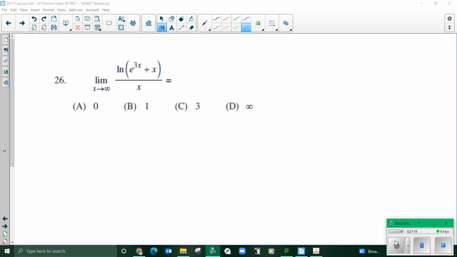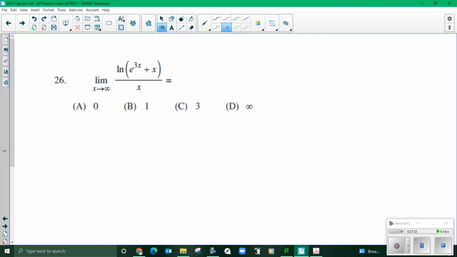Woo! After 23 and 24 were difficult, we have a couple of easy ones in 25 and now 26. Rule of thumb, when you are taking the limit of anything that goes to infinity, you always want to keep the biggest term in the top and the biggest term in the bottom. Anytime the variable is in the exponent for a number greater than 1, that's bigger than just a variable on its own. So I don't care about this if I'm plugging in infinity. So I have the ln of e to the 3x over x. Biggest term in the top, biggest term in the bottom.